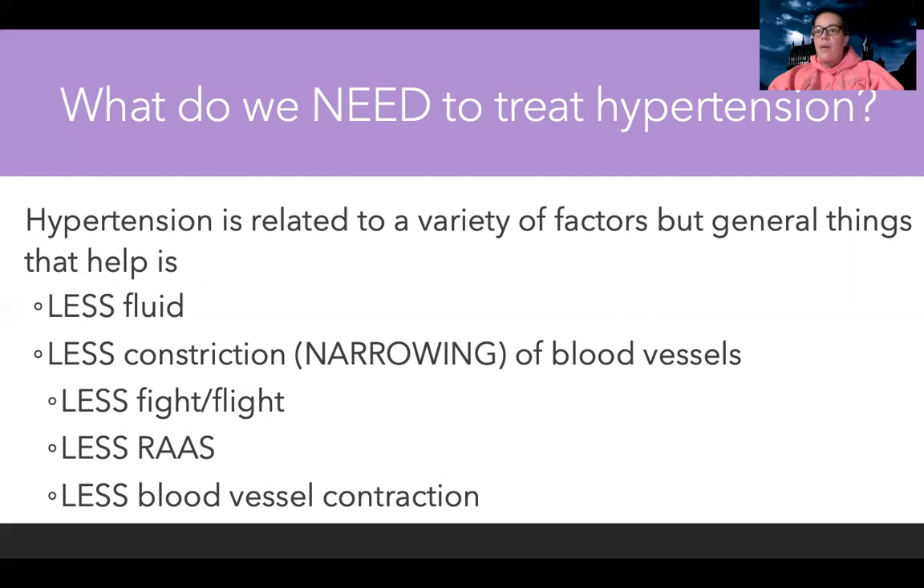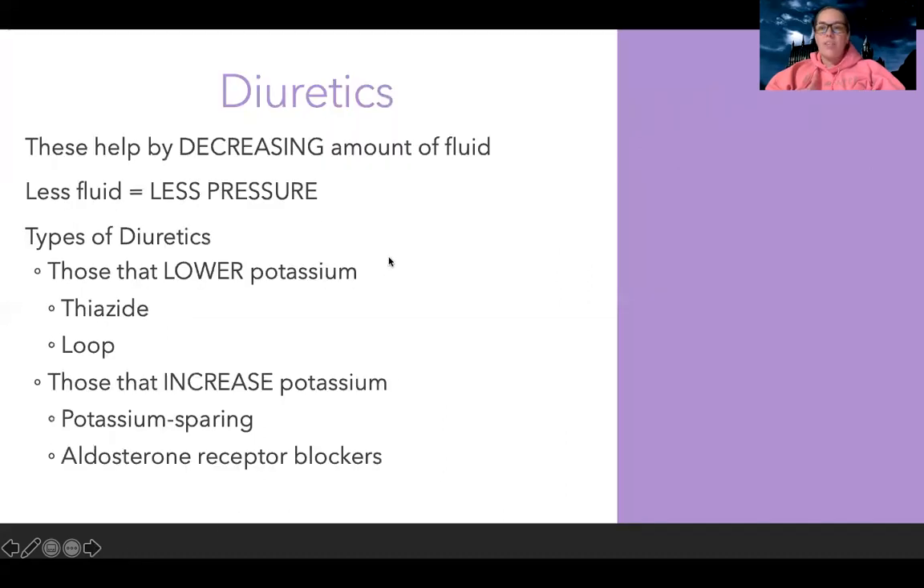If my patient has high pressure in their blood vessels, what is this going to do for them? Is it going to decrease their fluid? Is it going to stop them from being so narrow? Is it going to stop one of their systems that's kind of fighting to cause it to be so narrow? How is it going to help? So let's get into this.